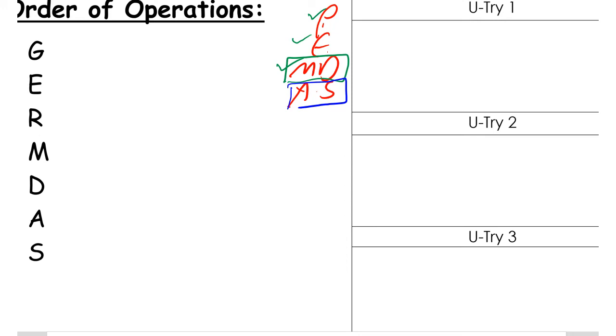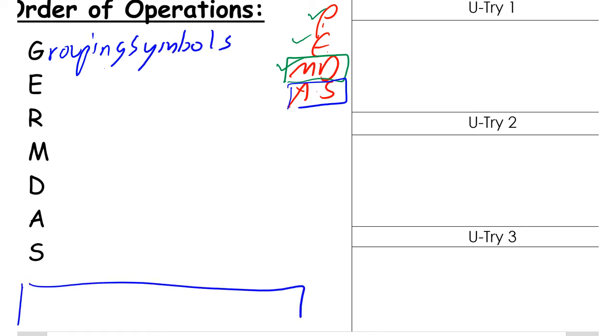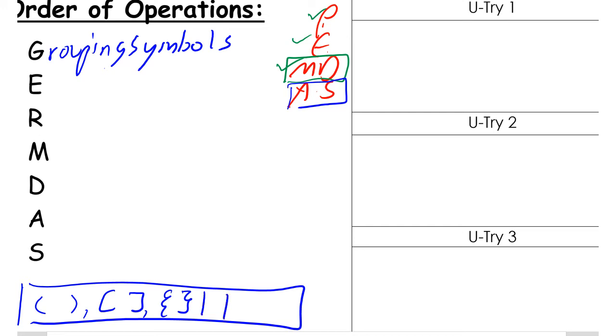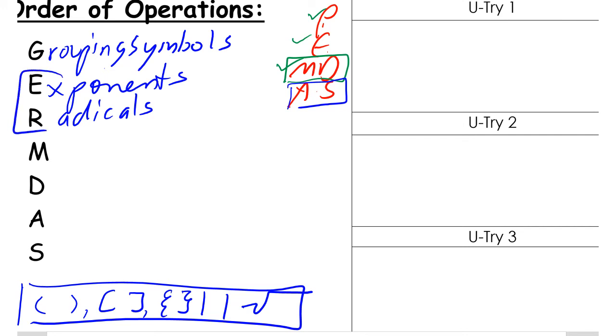All right, so G stands for grouping symbols. What are grouping symbols? Grouping symbols are parentheses, brackets, braces sometimes even. Absolute value bars are grouping symbols, and even a radical is a grouping symbol. E stands for exponents, and R stands for radicals. Exponents and radical. A radical is an exponent. So you don't see too many people saying germ-DOS. Some people say gem-DOS. I say PEMDAS.